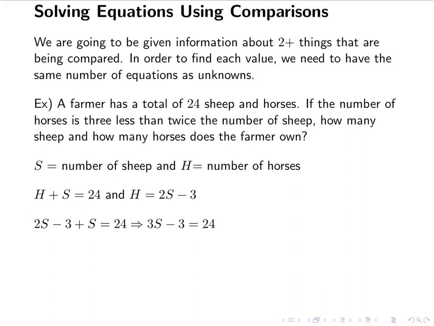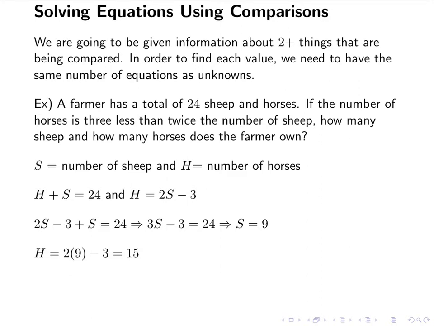So if I simplify the left-hand side, I have 3S minus 3 equals 24, and S should be 9. Once I have S, I can plug it back into my equation that's H equals. So H equals 2 times 9 minus 3, which is 15.